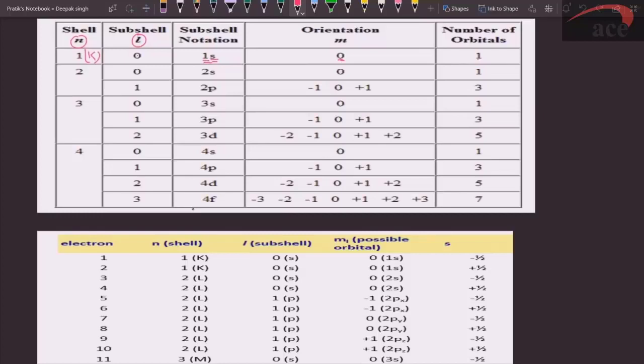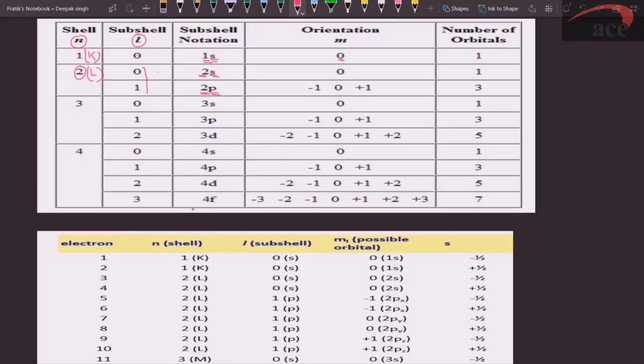If you talk about the second shell, that shell is referred to as L. For L, the azimuthal quantum number is 0 and 1. So for 0 we write S, and for 1 we write P. But since we talk about the second shell, the names given for this S and P are 2S and 2P.